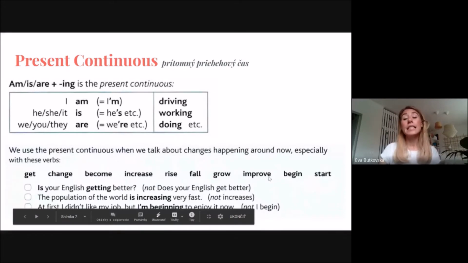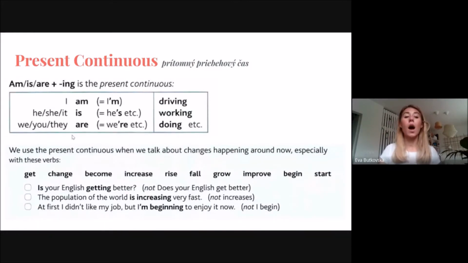So this is a little bit more difficult than present simple because we need to add the pronoun. We are starting with the pronoun. So I, you, he, she, it. Then we need to add the verb to be in the correct form. So for example, I am, you are, he is, she is, it is, we are, and they are. So the correct form of the verb to be, and then we add the desired verb with the ending ing.